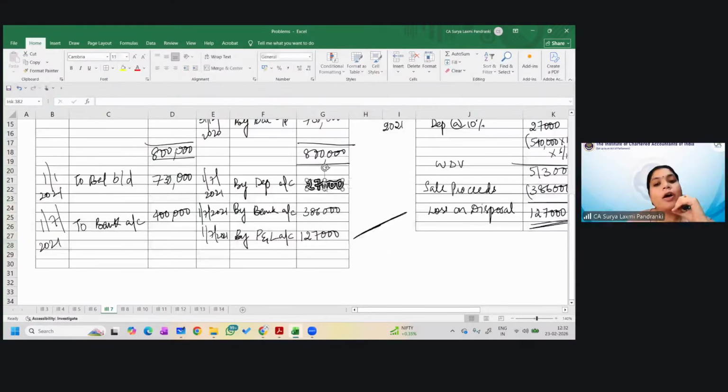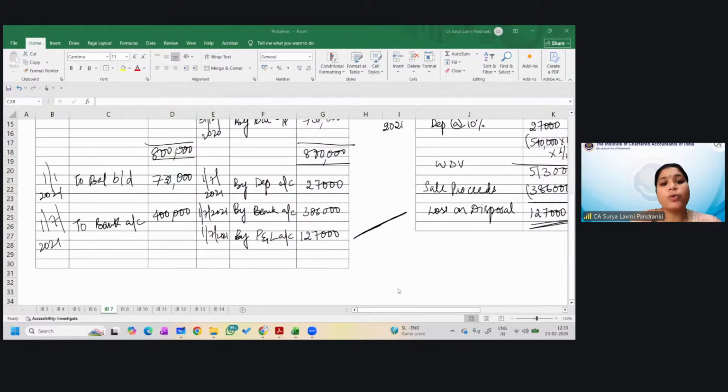I have recorded the depreciation, I have recorded the sale proceeds, and I have recorded the profit or loss on disposal. Since it is loss, it is coming on the credit side. If it is profit, it will come on the debit side. That part is clear. Okay. Now this is done.